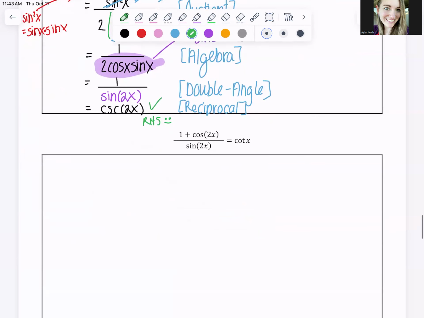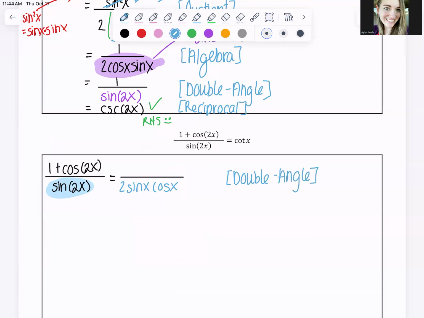Going down here, we are going to be starting with 1 plus cosine of 2x all over sine of 2x. And our goal is to make it into cotangent x. So clearly I'm going to be using formulas here. I know that for sine of 2x, there's one formula to use, so I'll just start there. Why not? 2 sine x cosine x. This will end up being double angle.